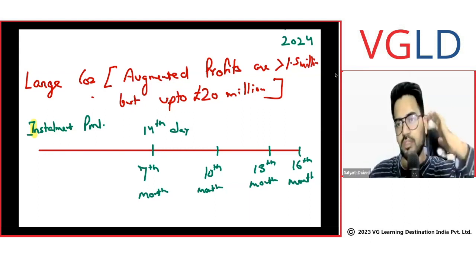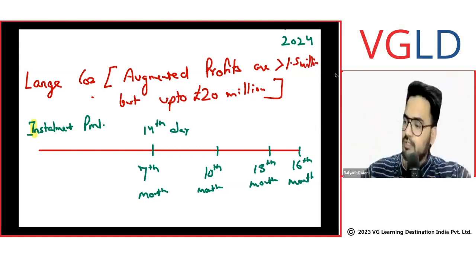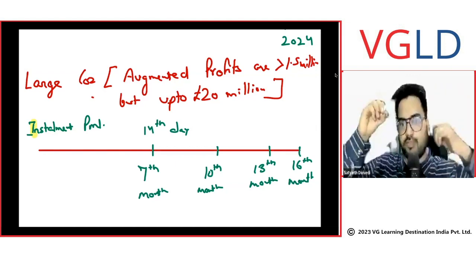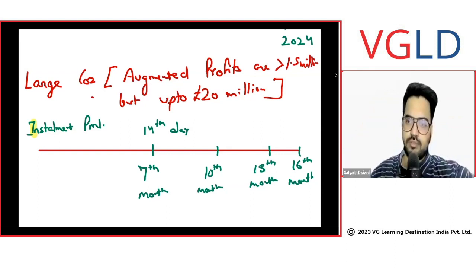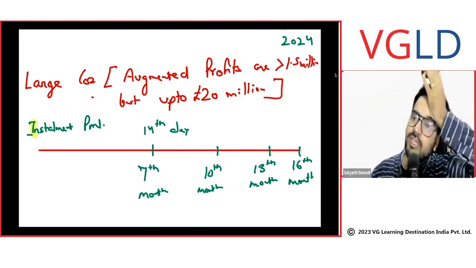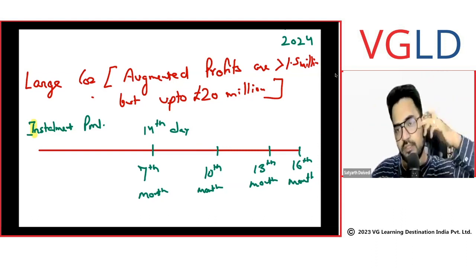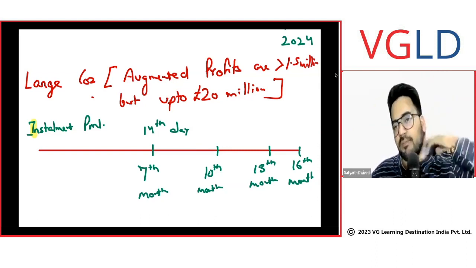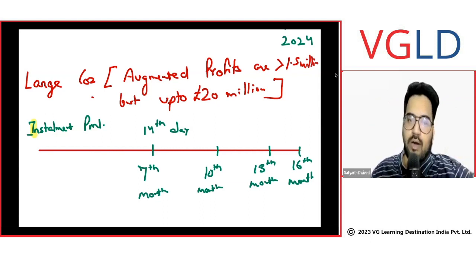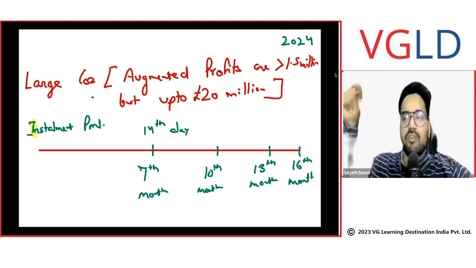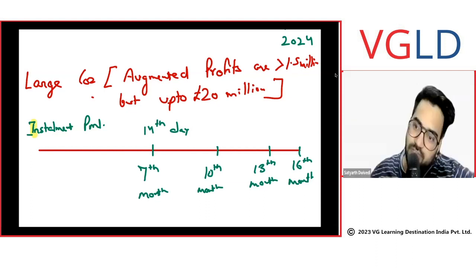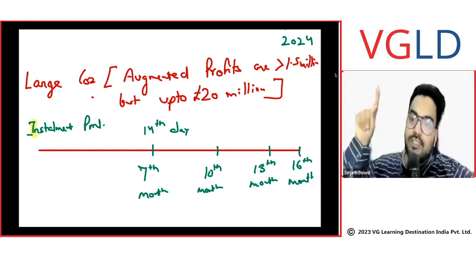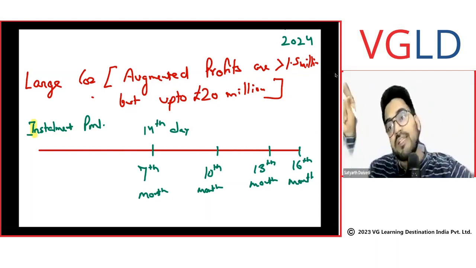So in the 12 months period, just take 7th. We'll come to that, man. We'll come to that, greater than 20 million, then we'll come to that. So 7th, just take 1, 2, 3, 4, 5, 6, 7, then 10th month. Then after 12th month will be 13th month. And then after 13th month, 14, 15, then 16.